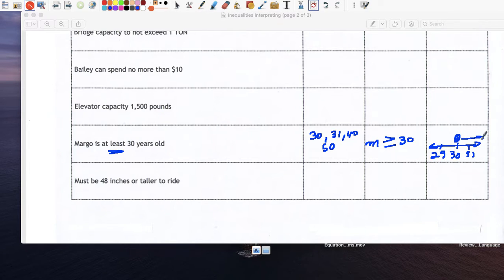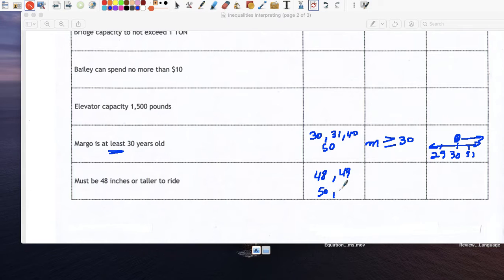Shade, and we put it over here, right? So all her ages that she can be. We don't know her age, but we know she can be 30 and above. You must be taller than, you must be 48 inches or taller. So if you're 48, can you go on the ride? Yes. If you're 49 inches, yes.